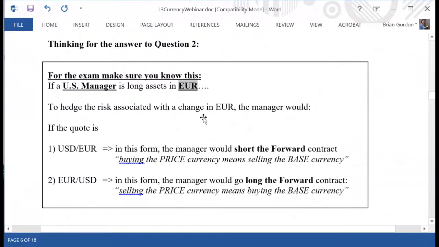Now, how do we accomplish this hedging? If the currency pair is given as US dollar per euro, then what we want to do is go ahead and short this forward contract. Shorting this forward means that we are selling the euro, selling the base, and buying the price currency, which is exactly what we want. Now, notice down here, if the currency pair is given as euro per US dollar, now to hedge, we want to go long this forward contract, because that means we're buying US dollars and selling euros.